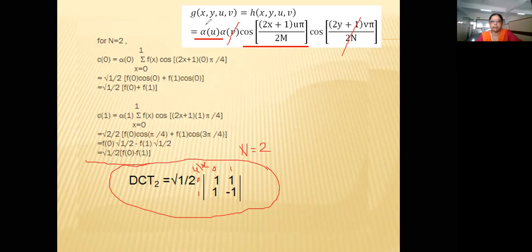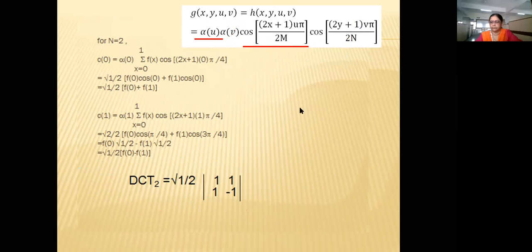Okay, let me erase the board. So this is the DCT coefficient matrix for n equal to 2. Now on similar lines, we can compute the DCT coefficient matrix for n equal to 4. Now what are the changes?